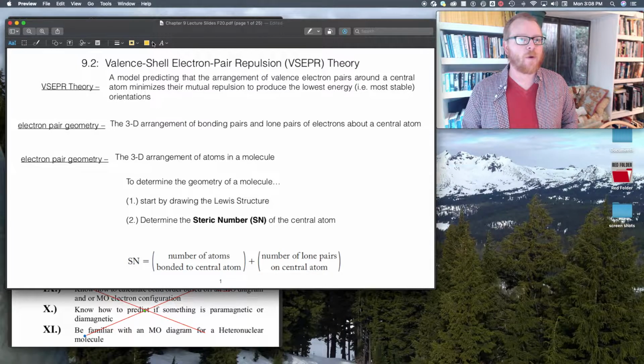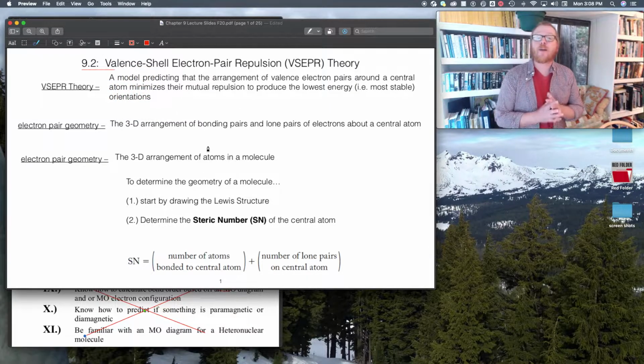Let's get it going, folks. So let's see. I'm going to get the red color here. Okay, so we're starting here with 9.2. Oh, I wanted that to be red. Okay, great.